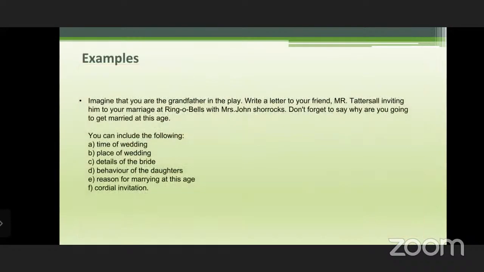Here is an assignment for you, children. Imagine that you are the grandfather in the play. Write a letter to your friend, Mr. Tattersall, inviting him to your marriage at Ringo Bells with Mrs. John Shorrocks. Don't forget to say why you are going to get married at this stage, at this age. You can include the following things when writing the letter: time of wedding and place of wedding, details of the bride and behavior of the daughters, reason for marrying at this age, and a cordial invitation. You need to include these while writing the letter to Mr. Tattersall.